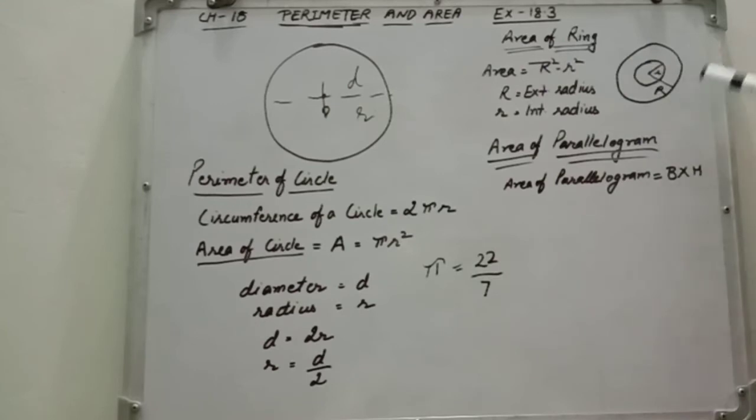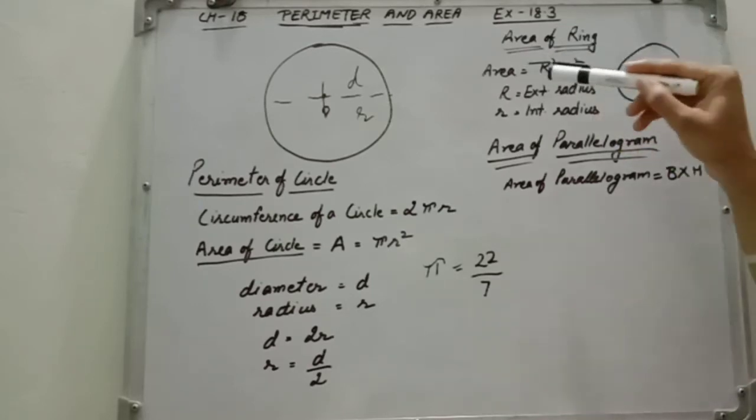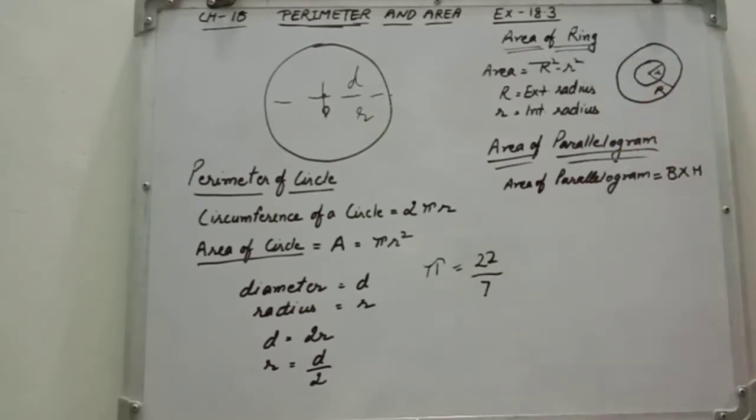Now move to the next formula, the area of a ring. If two circles are given to you, one small circle and one big circle, then their area is equal to capital R square minus small r square. Now what is the meaning of capital R? Capital R is the external radius and small r is the internal radius.